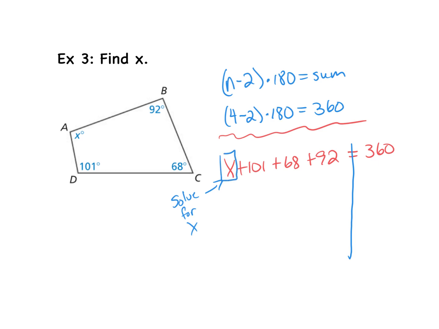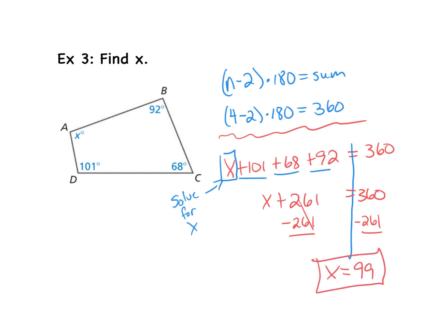So I have an x, 101, 68, 92. So that's going to be x plus, Angie, what does the 101, 68, 92 add up to equal? So 261 equals 360. And then Monica, what's the last step here? So we got to subtract the 261 from both sides. Chris, what do you get when you do that? 99? Does everybody agree? 99? Yes. We found x, so that's it on that one.